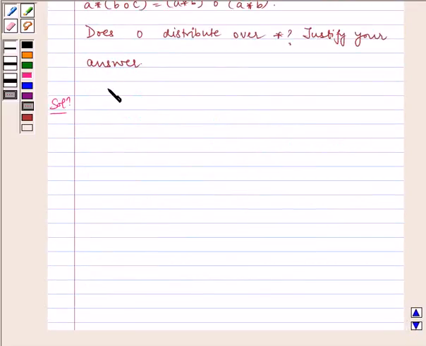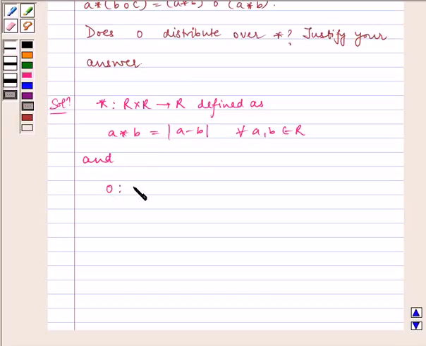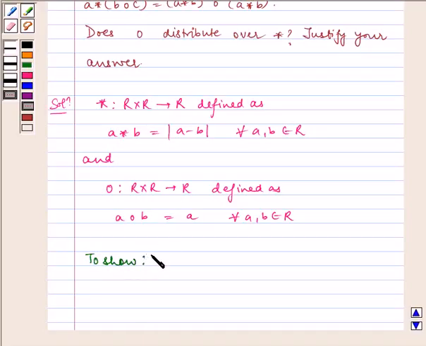Given to us are the binary operations star from R cross R to R defined as A star B is equal to mod of A minus B for all A, B belongs to R, and function O from R cross R to R defined as AOB is equal to A for all A, B belongs to R. We have to show that star is commutative but not associative.